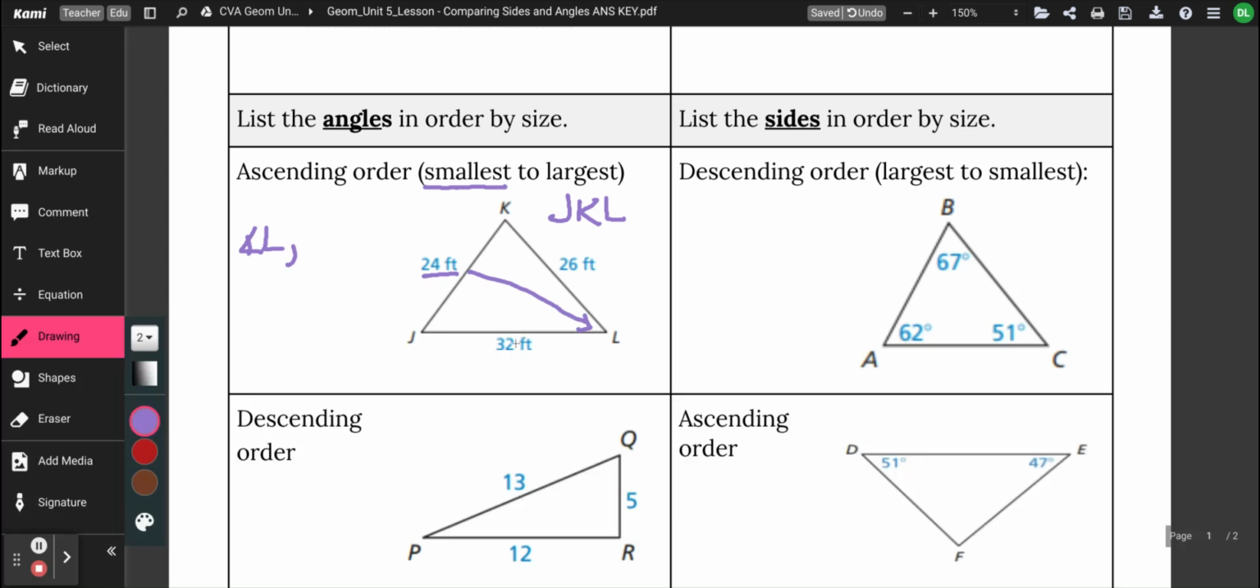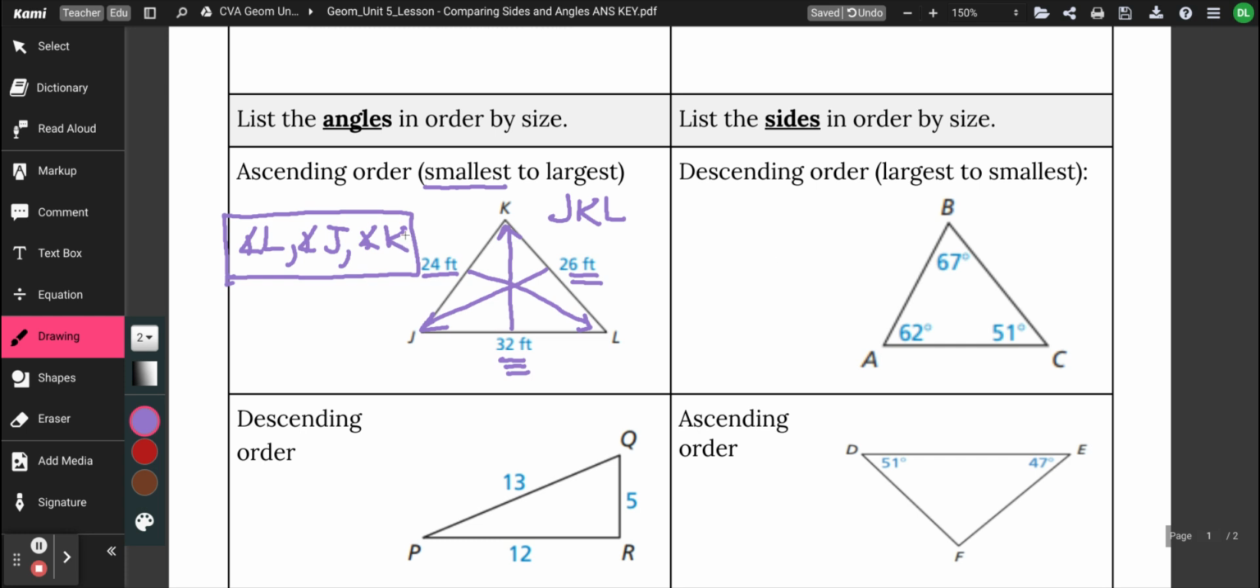Okay, so then I have 26 and 32. 26 is my second smallest. It is side KL. So if you cover up KL, you're left with J. And you can see from the diagram, it's across from angle J. So that would be next. And then 32 is the biggest side, and that's JL. So if you cover up J and L, you're left with K, and you can see that it is definitely across from K. So my order of angles from smallest to largest would be angle L, angle J, and then angle K.